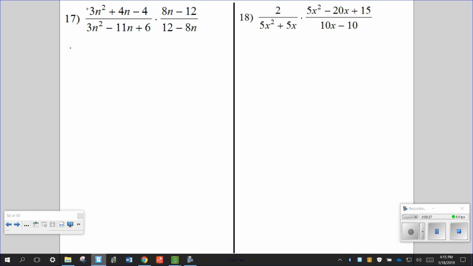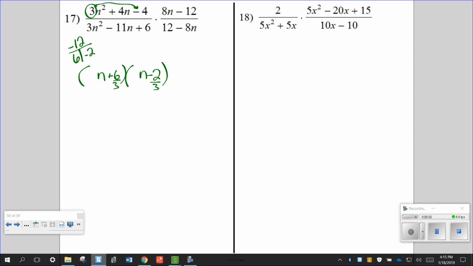So let's take the 3 and multiply it by negative 4, and we get negative 12. And we need factors of negative 12 that add up to positive 4. So that would be positive 6 and negative 2. So we have n plus 6 and n minus 2. But the leading coefficient isn't 1, so let's divide both of these by 3.